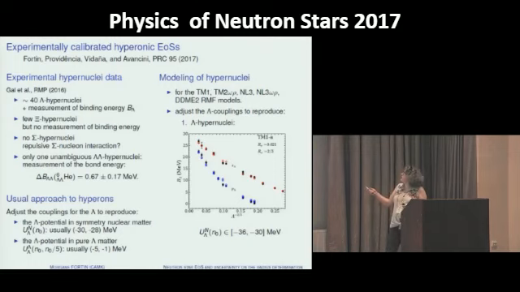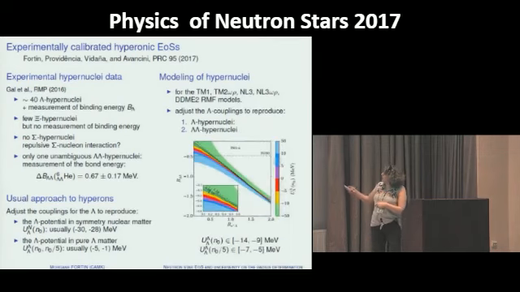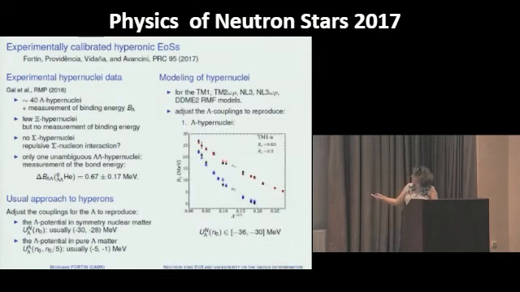So we did model hypernuclei, and for example we adjusted the parameters to reproduce the properties of lambda hypernuclei. Once we calibrated our model to reproduce the experimental data, we could calculate this quantity here, which is usually used. And we saw that in absolute value, the value that we have is actually higher than the usual value taken in the literature.